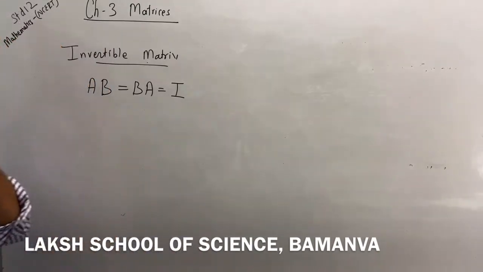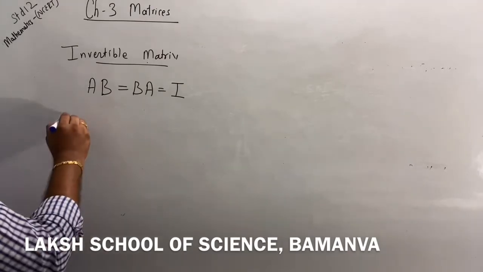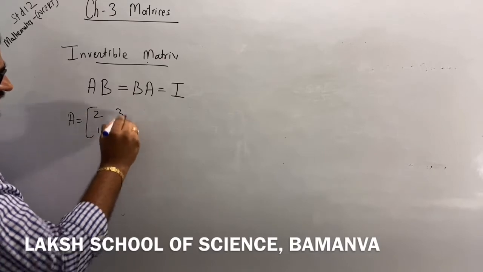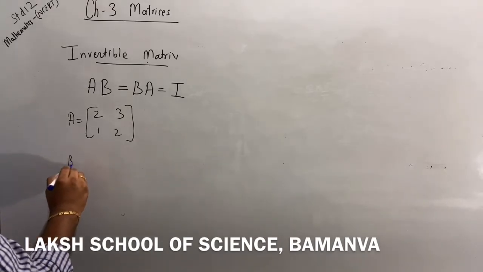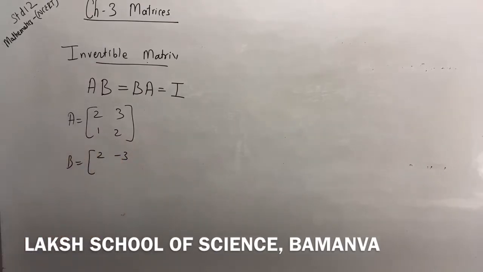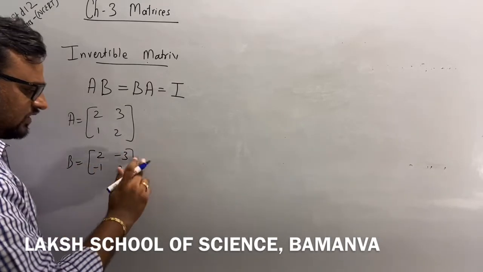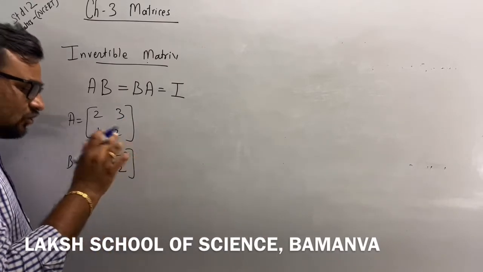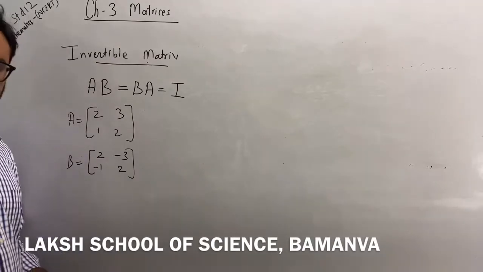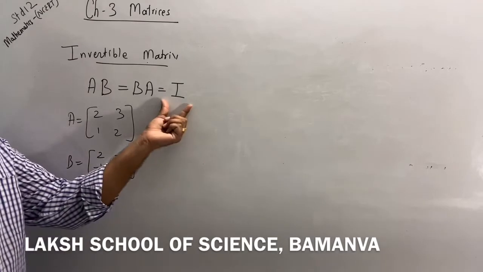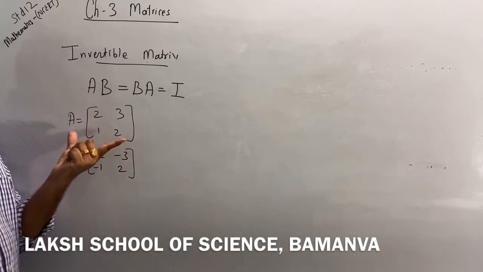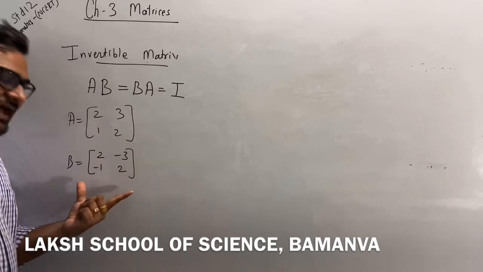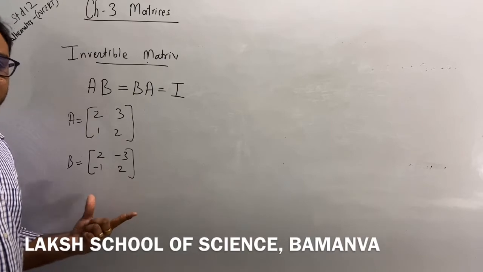Okay, so let me take one example. Let me take the value of A as 2, 3, 1, 2. For B, I am taking the example 2, minus 3, and the other row, minus 1, 2. See, I have taken these two matrices because I know that this is the inverse. I have not selected them randomly. I selected two such matrices where B is the inverse of A. I already knew that B is the inverse, and by that I selected B. Randomly you cannot select two matrices and say every time it will be equal to I.